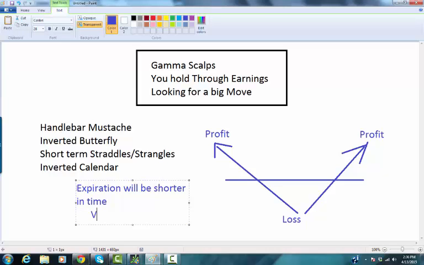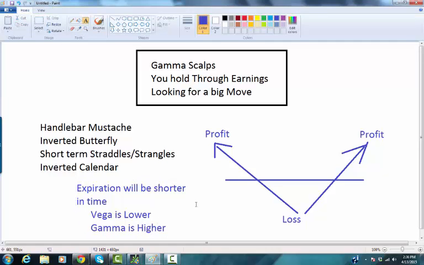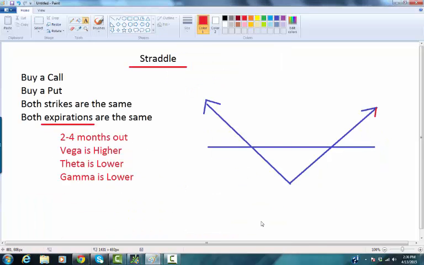Whereas in a gamma scalp trade, your expiration will be shorter in time, and that is because Vega is lower and Gamma is higher. That's the main reason. You're taking advantage of the math behind the Black-Scholes model and in options in general. We'll go into some examples here in just a minute.